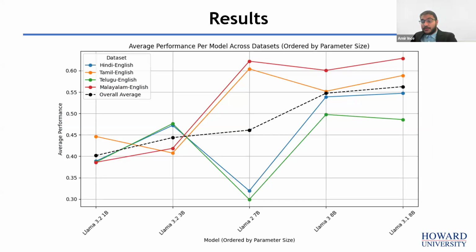Here we have a plot that illustrates the average model performance: the average performance per model across language paired datasets, ordered by parameter size. A notable trend is that there's a fluctuation for Llama 3.2 3B and Llama 2 7B, where the performance varied significantly depending on the language paired dataset. Despite these variations, the overall trend, represented by the black dotted line, indicates that models with larger parameter sizes, and the newer the model, generally tend to perform better on average.